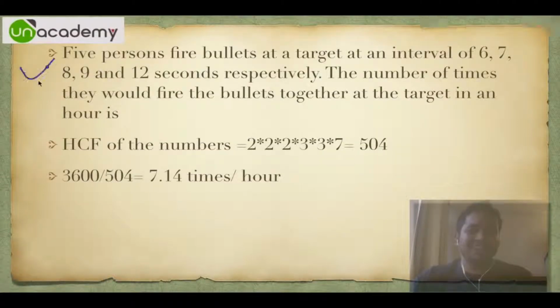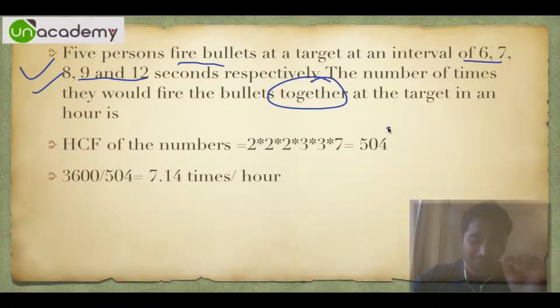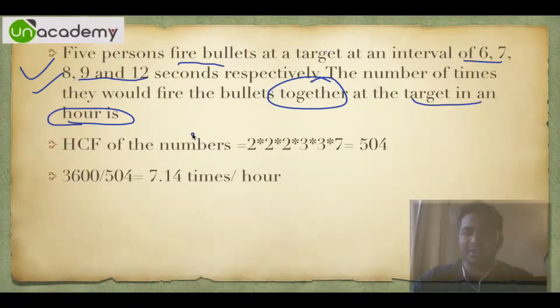See, this is a question which has appeared in front of you. 5 persons fire bullets at a target at intervals. It doesn't matter what they do. The intervals matter: 6, 7, 8, 9, 10 and 12 seconds. Find the number of times they would fire the bullets together, that is at a particular time at a target, in an hour. You don't need options here. Most of the time I'll be telling you to read the options, but you don't need them here.